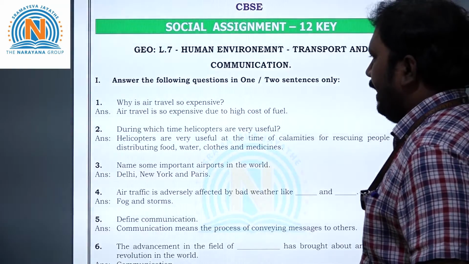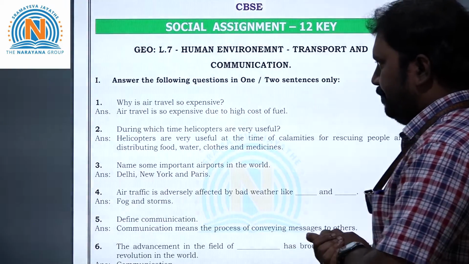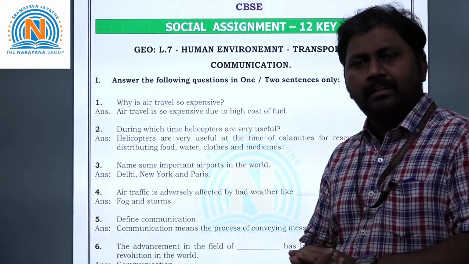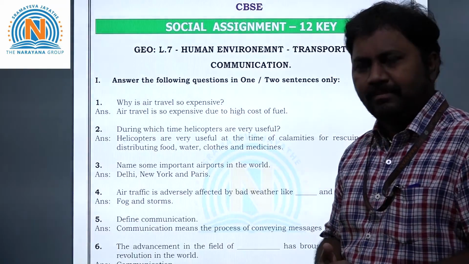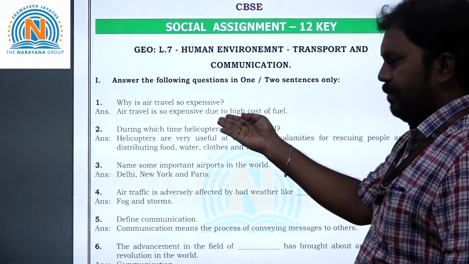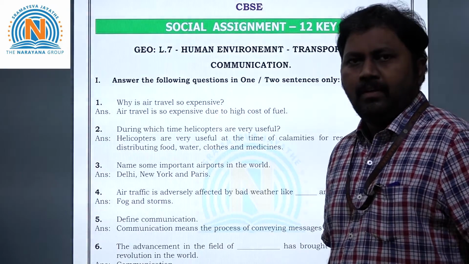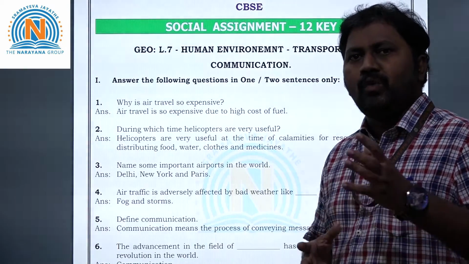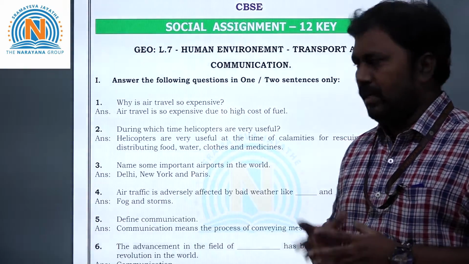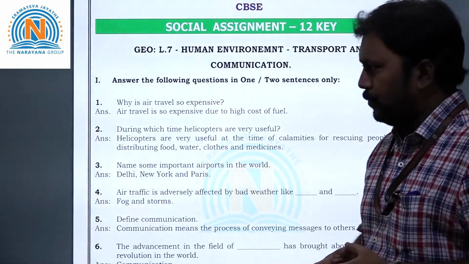Why is air travel so expensive? So air travel means what children? Aircraft means aeroplane. So why children? Because it is so expensive due to the high cost of fuel. Okay, so that means in aeroplanes we use white petrol. It costs a lot. So that's why it is so expensive.